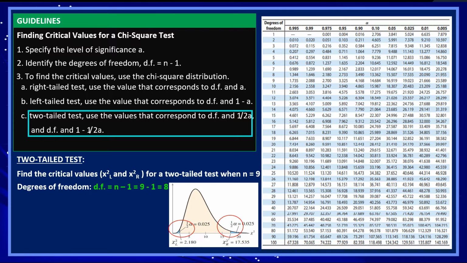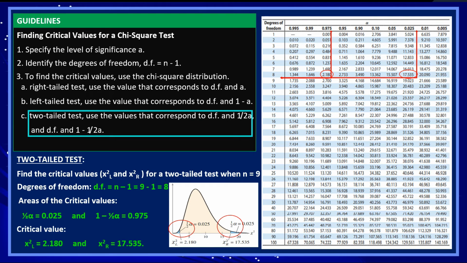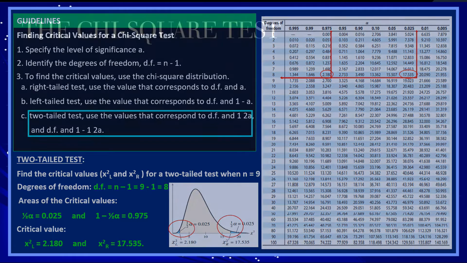For example, find the critical values for a two-tailed test when n is equal to 9 and the level of significance is 0.05. In this example, the degrees of freedom are n minus 1 equals 9 minus 1 equals 8. The figure below shows a chi-square distribution with 8 degrees of freedom and a shaded area of 1/2 of the level of significance, which is equal to 0.025 in each tail. So the areas of the critical values are 0.025 in each tail. In the chi-square distribution table, with the degrees of freedom 8 and the areas 0.025 and 0.975, the critical values are 2.180 and 17.535.